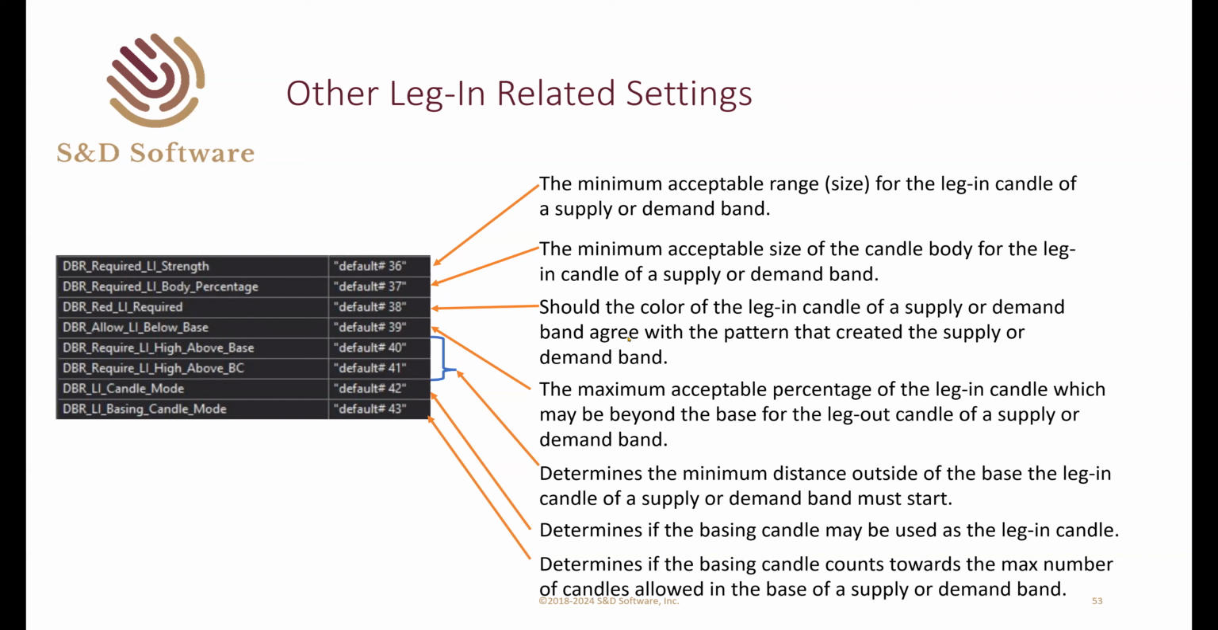After that, again, should the color of the leg in candle match what's expected for the pattern is what it comes down to. Since this is for a drop-based rally, drop candles are normally red. This setting is true by default, so we expect a red candle. If we don't get a red candle, we're not going to accept that base and turn it into a demand band.